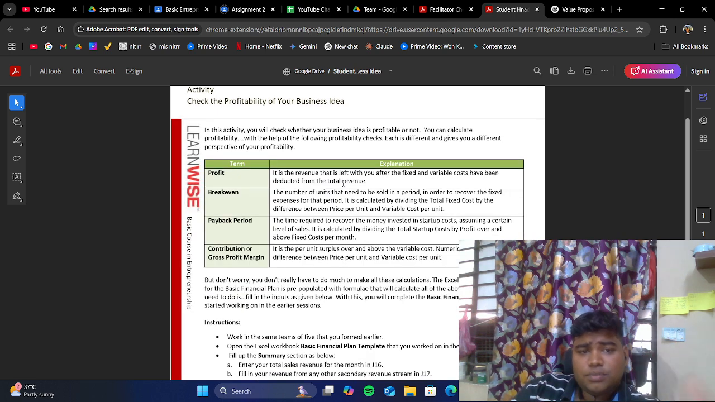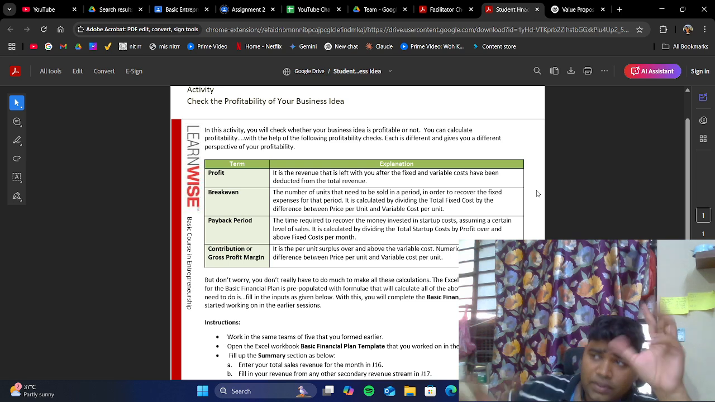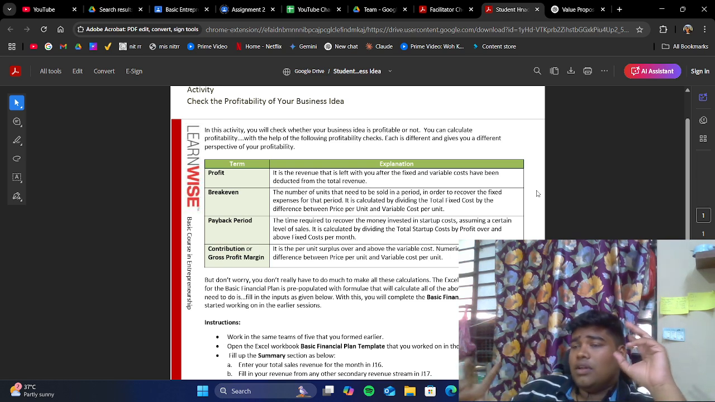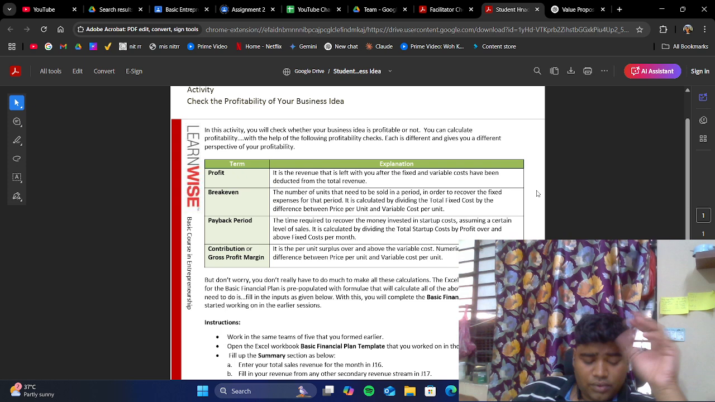The first term is profit. It is the revenue that is left with you after the fixed and variable costs have been deducted from your total revenue. So in basic terms, if you have made a good for rupees 100 and you have sold it for 200, then that other 100 is the profit.